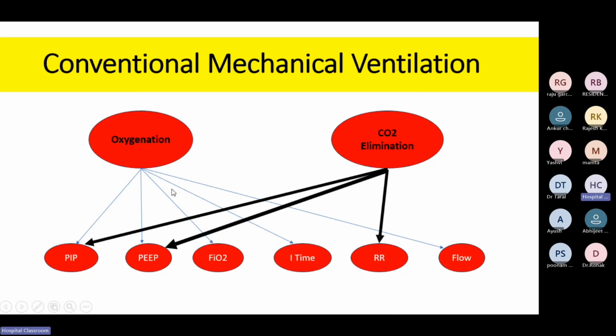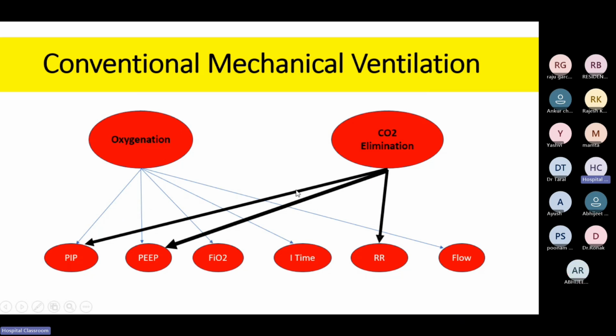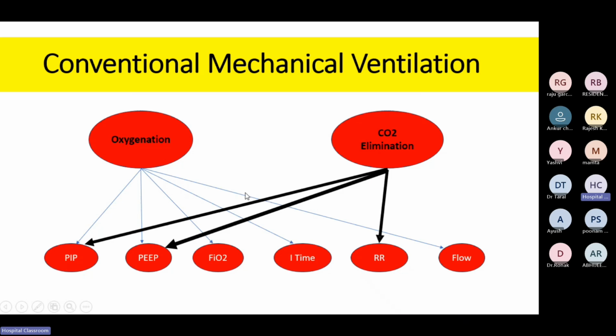So what happens in conventional ventilation is that oxygenation and CO2 elimination are interdependent. Many times if you change one parameter, you may also be affecting the other, and that may adversely affect the oxygenation or CO2 elimination. So always you have to find a balance between the two, and you need to have a good understanding of the physiology to find out which parameter to adjust.